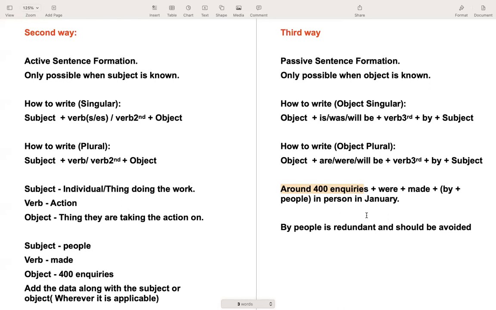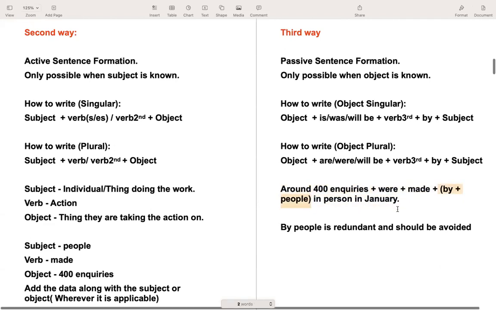For example, even in your essays, I make you write it as commonly believed sometimes. I don't write by some. That by some is redundant because only people think. That is not needed. So sometimes the subject is redundant, and you can avoid it, like here, by people. In some cases, it's needed.